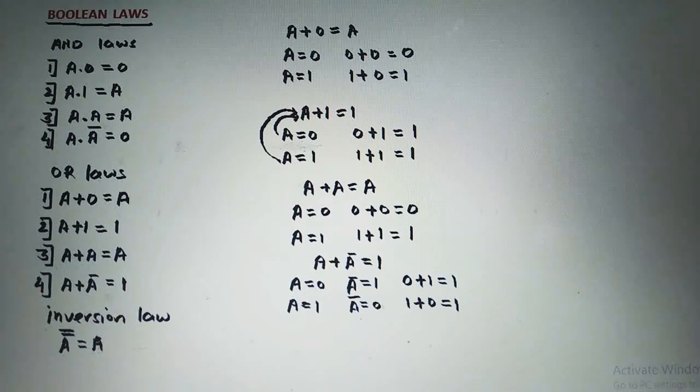This inversion law states that this double inversion, see this double bar here. So a double bar is equal to a. That means it states that the double inversion of variable, that is a here, results in the original variable itself. That means a double bar of a is always equal to a. So this is inversion law.